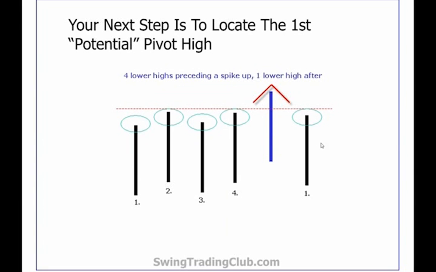So I'm going to show you here, once we get 4 lower highs before, and we have the one little bar sticking up like a little needle, and then we have 1 bar after, we can anticipate that this is the pivot high and the start of a 4-4 pivot. All right. Even if we're wrong, it doesn't hurt us. Okay. So this is our starting point. When we see the 4 lower highs before and 1 after, this is our starting point.